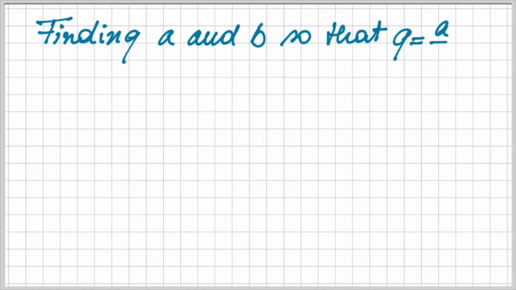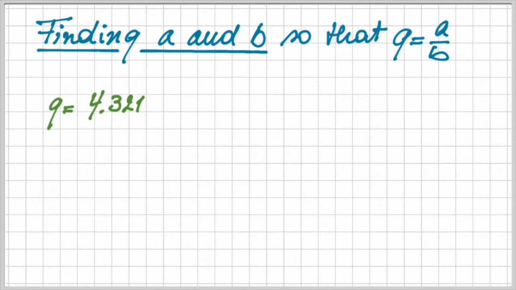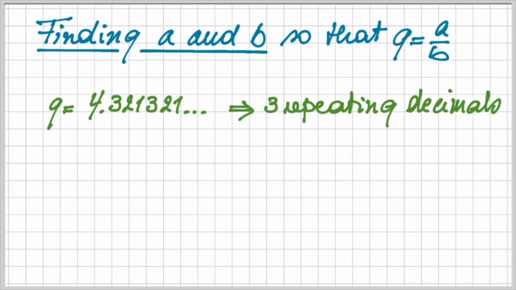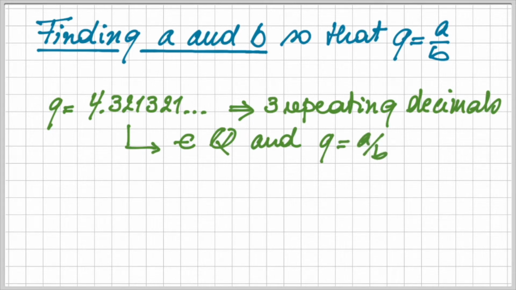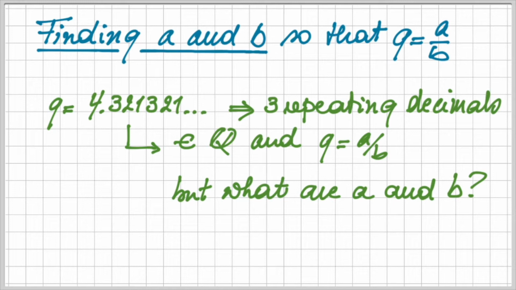Now, how do we find a and b so that the rational number is equal to a divided by b? So let's have a look here. We have a number q, 4.321321. We have three repeating decimals. And we know that this is a rational number because of the presence of those repeating decimals. What we have to find now is what are the values of a and b that define this rational number.